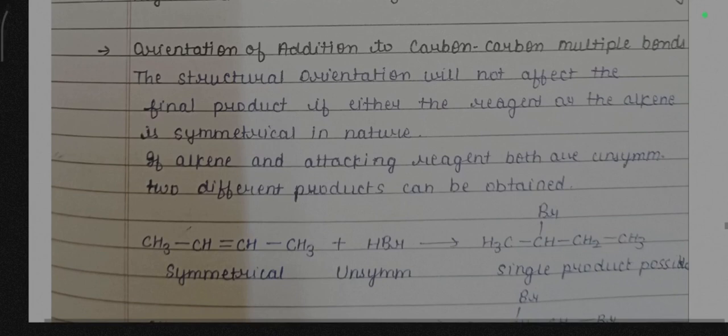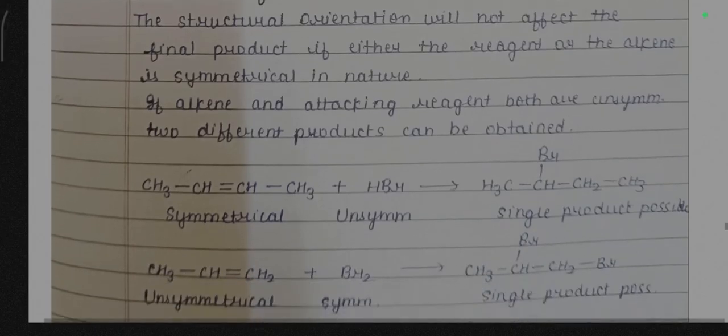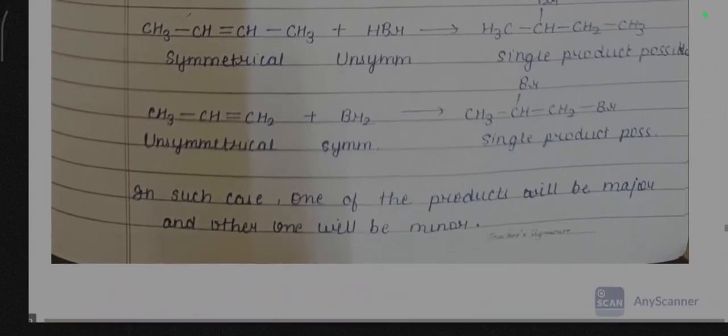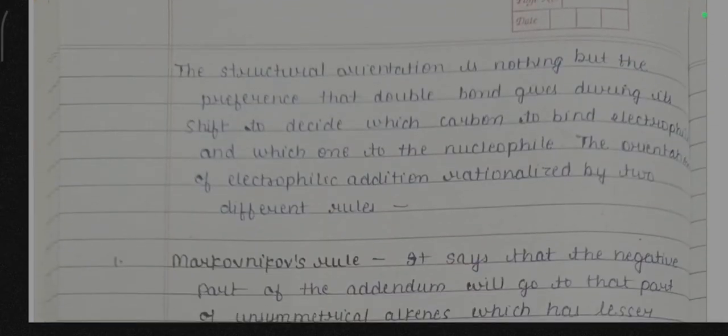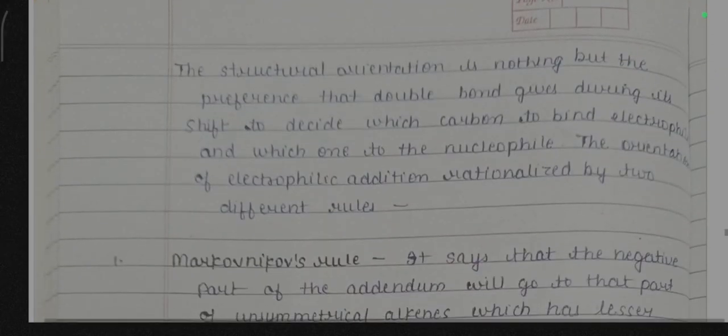The structural orientation will not affect the final product if either the reagent or the alkene is symmetrical in nature. If the alkene and the attacking reagent are both unsymmetrical, two different products can be obtained. In such a case, one of the products will be major and the other one will be minor. The structural orientation is the preference that the double bond gives during its shift to decide which carbon binds the electrophile and which carbon binds the nucleophile.